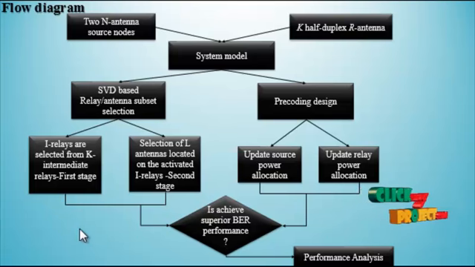All the graphs will be presented as BER versus SNR, where BER is the bit error rate and SNR is the signal to noise ratio. Finally, we calculate the performance of the BER. These are the overall flow diagram of the process.